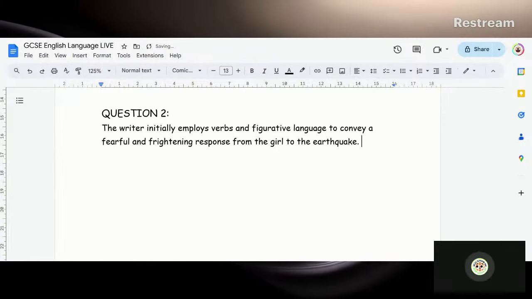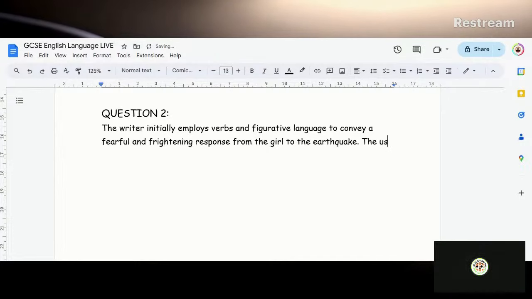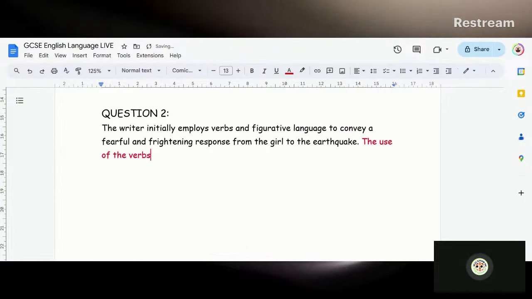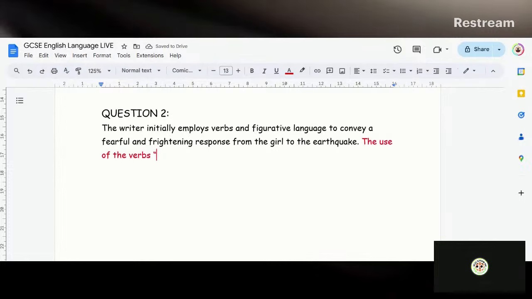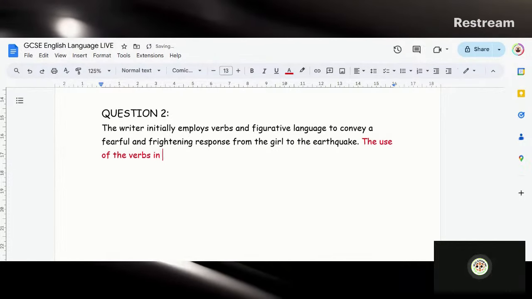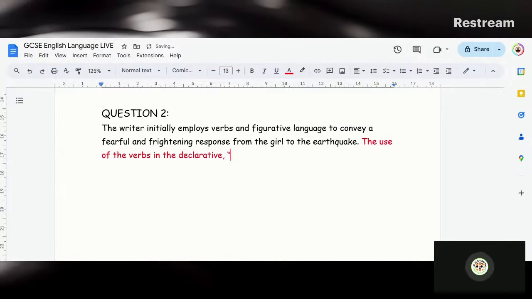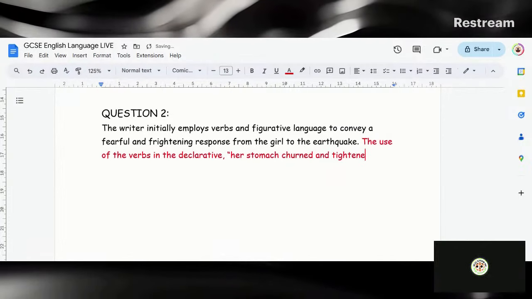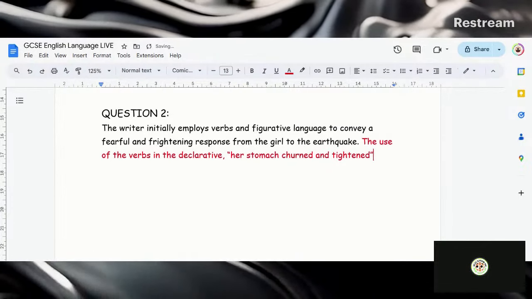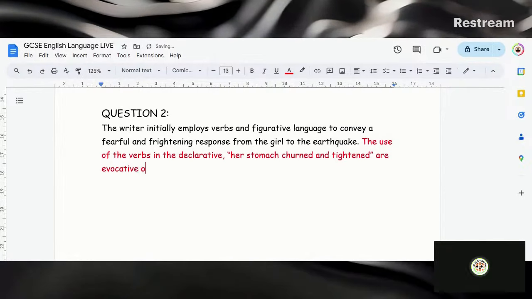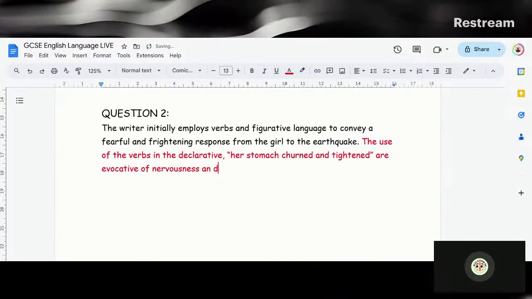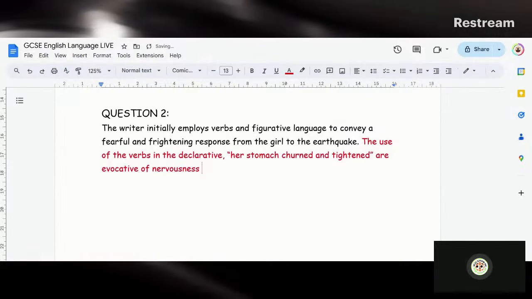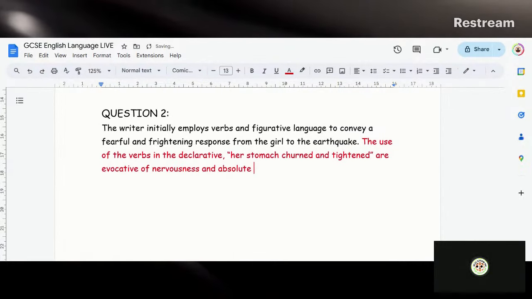And then we wanted to say what is our evidence? Well, I'll start writing in different colors so it's easier to see. So evidence can be read. So the use of the verbs in the declarative or the assertive, however you want to call it, her stomach churned and tightened are evocative of nervousness and absolute fear.